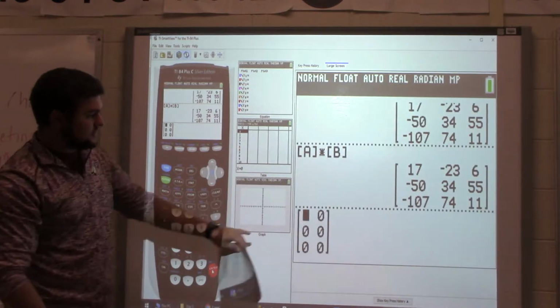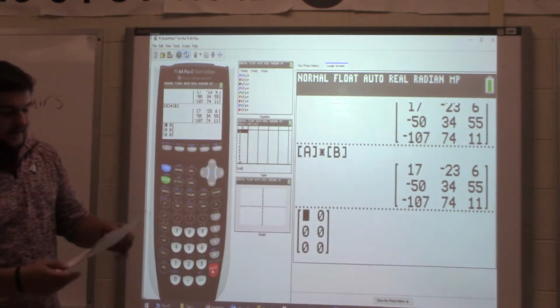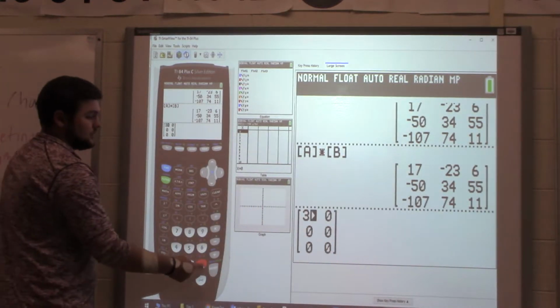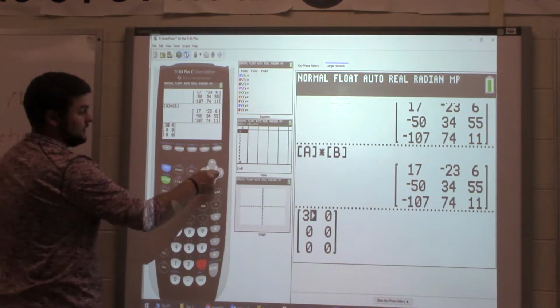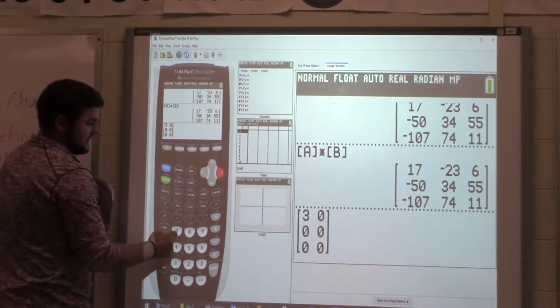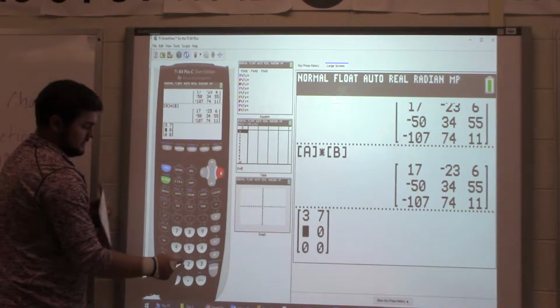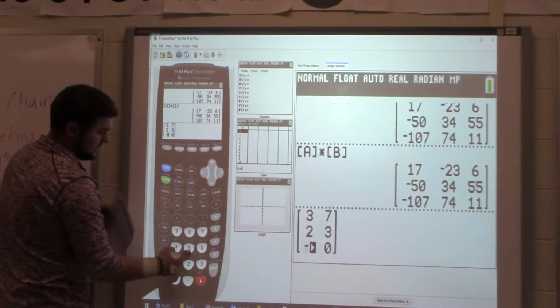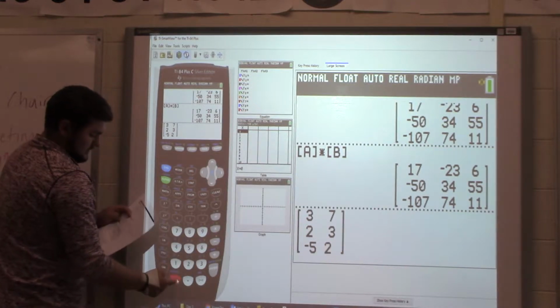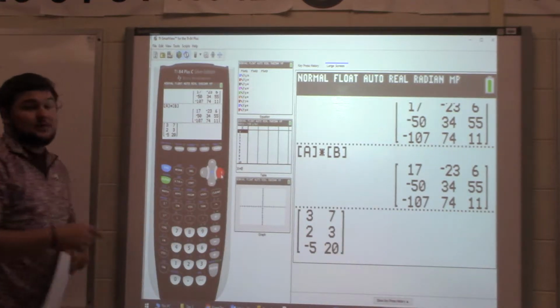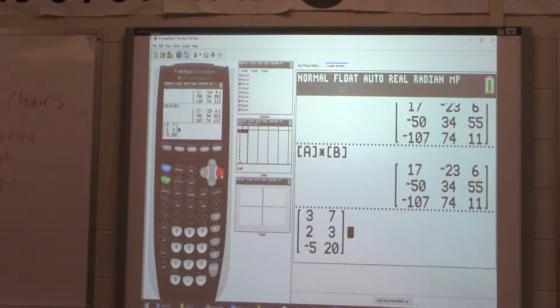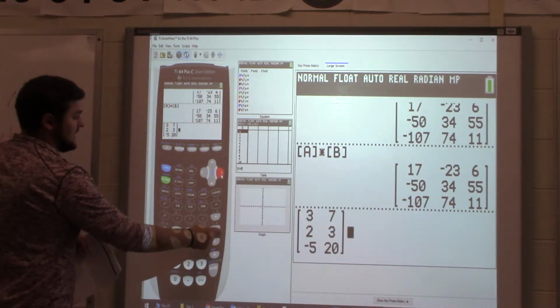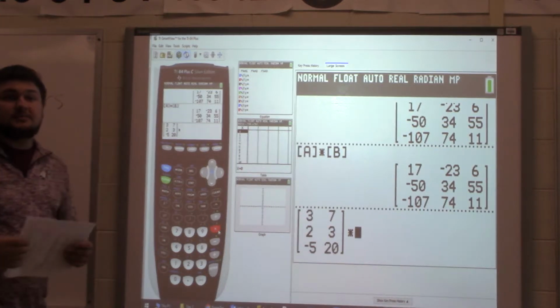it's going to pop a matrix up right in here. So I can put my values in there. I can go 3, but do not hit enter. Hit the over arrow. 7 over, 2 over, 3 over, negative 5 over, 20 over. If you hit enter, it's going to actually calculate that matrix, and we don't want that yet. So then all I have to do is hit times, and then do the same thing for another matrix.